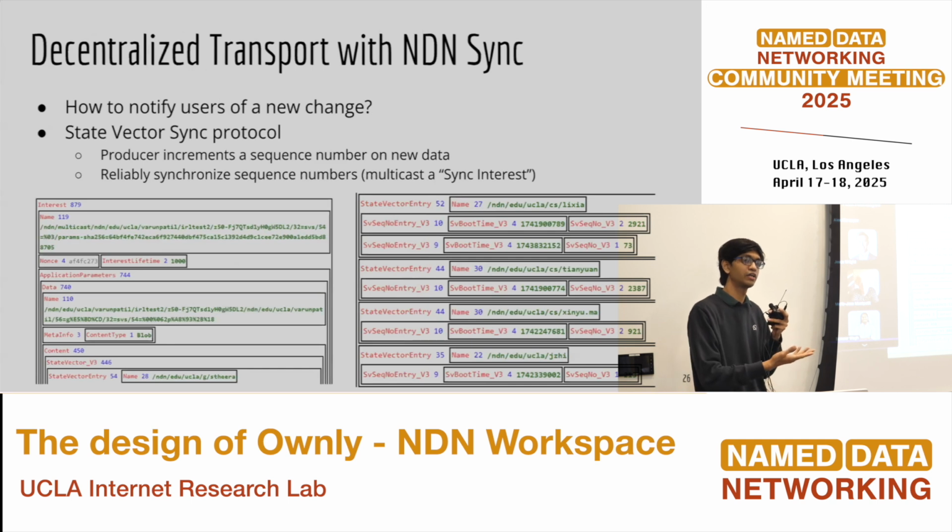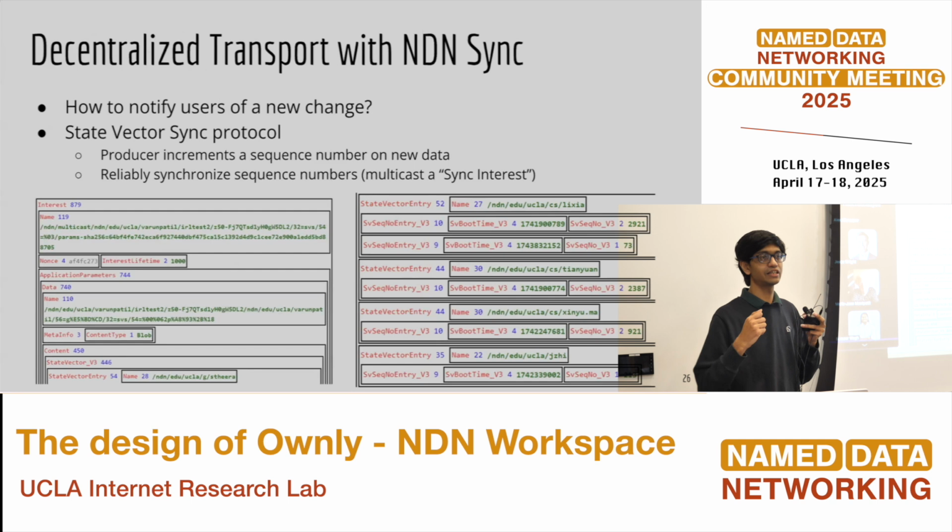So for transport, we use NDN sync, in particular state vector sync. And the question is, how do you notify users of a new change? Like if I make an edit or if I send a message to the chat, how does everyone know about this change? And so for that, we use state vector sync. Essentially, every producer keeps a sequence number. Whenever you produce new data, you increment the sequence number, and then you synchronize these sequence numbers between all of the participants in that group, which is the workspace.